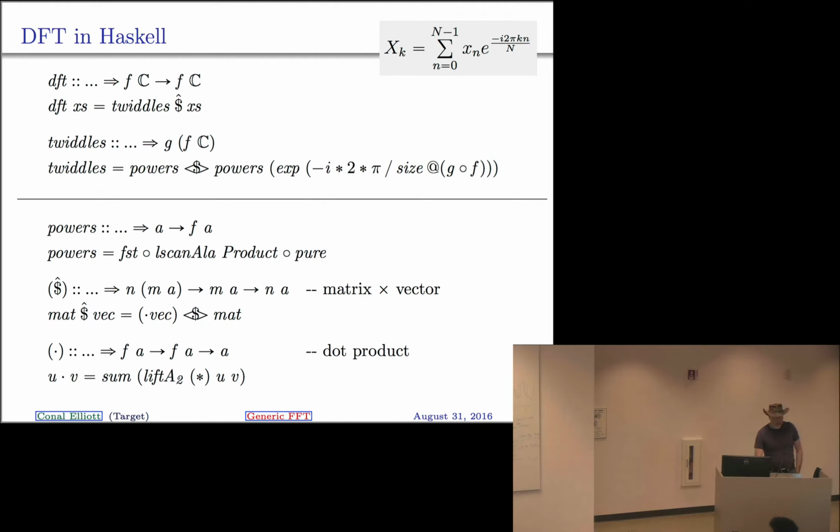So powers just does pure, which takes a single value and populates a whole structure with identical copies of that value. And then I do a multiplicative scan. So all of the partial products of all of the same number. And you end up getting 1, x squared, x cubed, and so on. So that's what's going on there with powers. And then this is matrix vector multiplication. And again, it's really quite general. This works for, well, I think they need to be functor and foldable. That's what we need here.